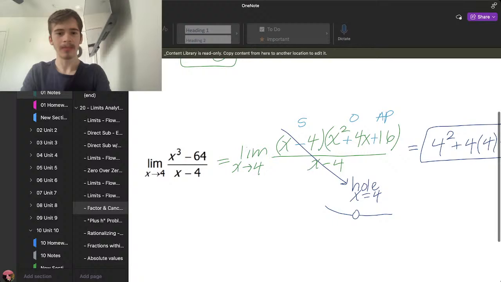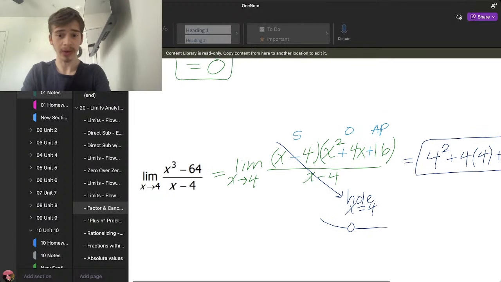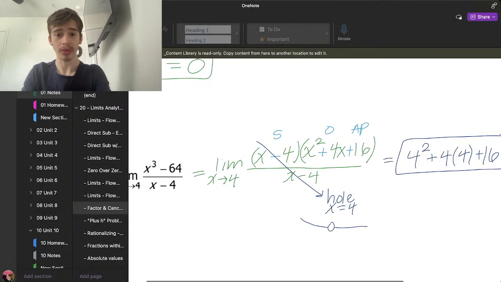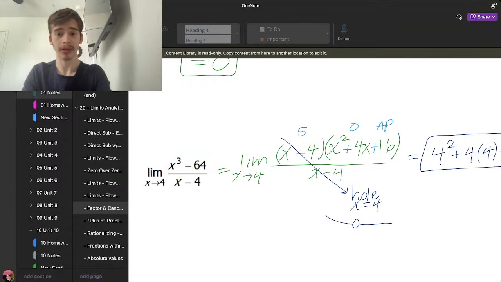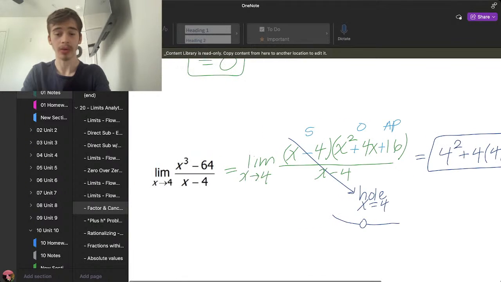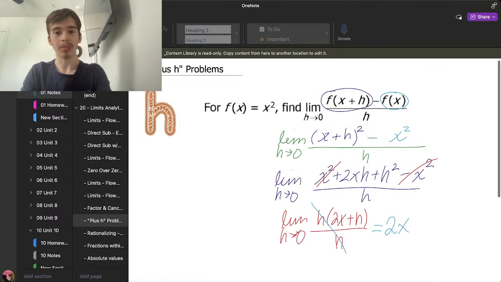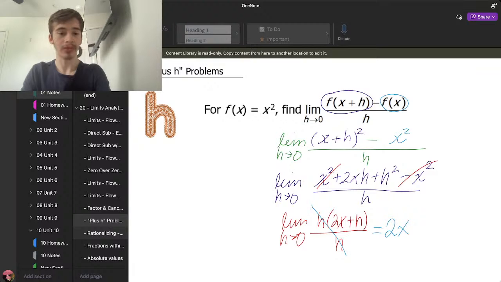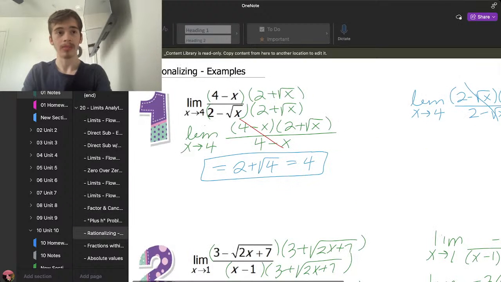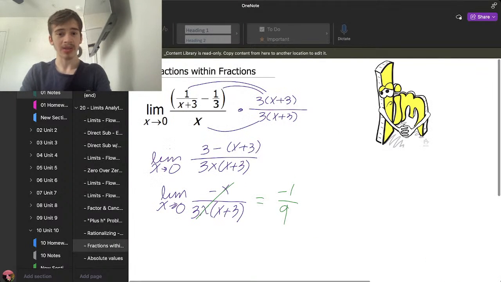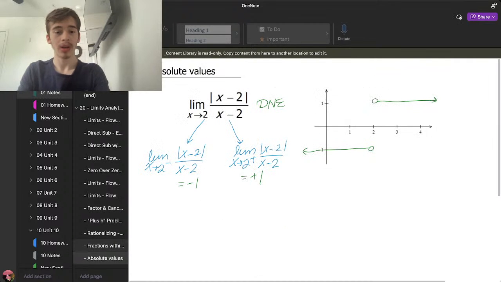This is a direct sub. This is a presence of a hole. If you plug in 4, you get 0 over 0. But if you actually factor, you can see there's a hole at x equals 4, and then you can actually get your limit. Plus h problems, we'll get to that when we get to the limit definition of derivative. More rationalization, pretty easy. Fractions, yeah, just get a common denominator and make sure to simplify it as much as possible to find your limit.